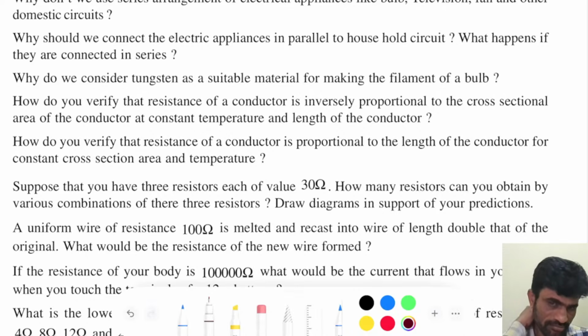In this way, we can arrange them. Two series with one parallel, and two parallel along with one series. So four ways we can arrange, and four different resistances we can obtain. You can draw those diagrams also. Diagrammatically, we can represent how we connect them.